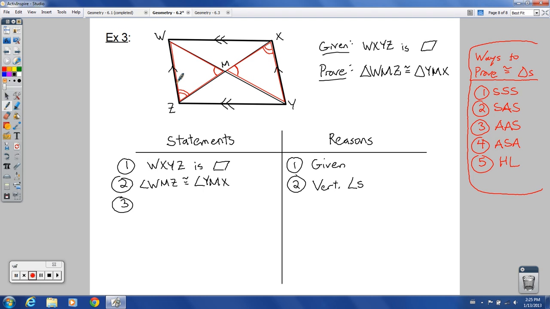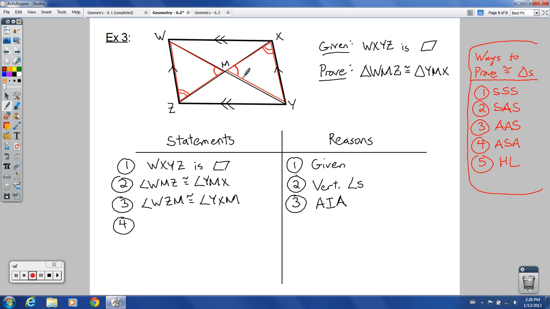So we'd have to say something like WZM. Can't just use Z because I don't know if you're talking about this angle or this one or the big one. So we could say angle WZM is congruent to, and matching up in the other one would be YXM. So angle YXM has to go in that order if that's going to correspond to that one. And so this would be AIA.